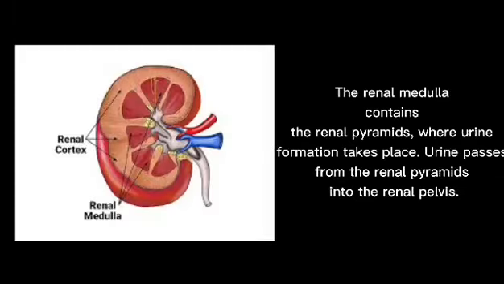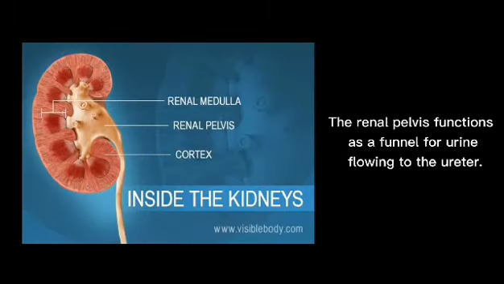Renal medulla. The renal medulla contains the renal pyramids, where urine formation takes place. Urine passes from the renal pyramid into the renal pelvis. Renal pelvis. The renal pelvis functions as a funnel for urine flowing to the ureter.